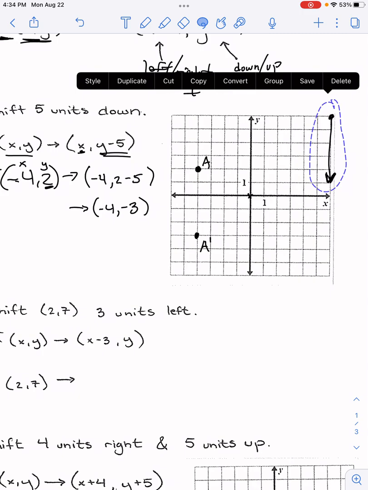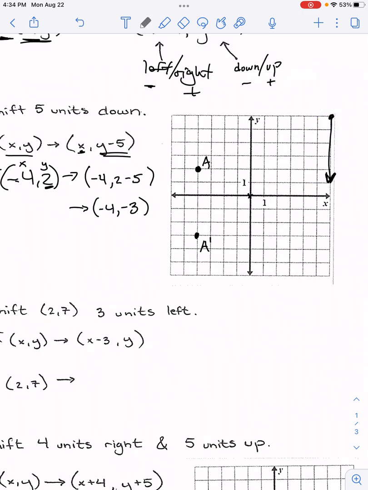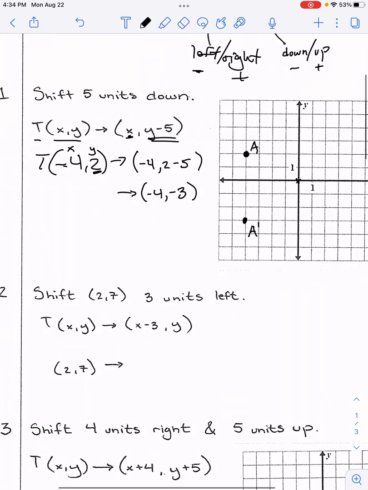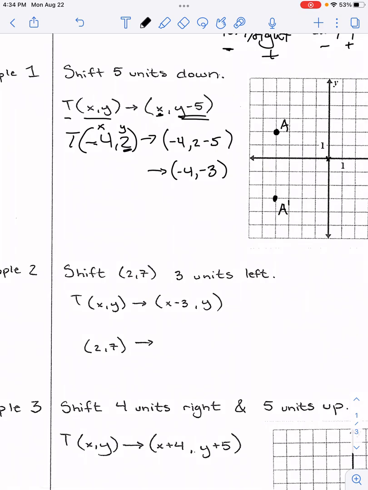So we won't always have a grid. So that's why for example 2, we just have directions. And many times in pre-algebra, you don't use this type of notation. Sometimes you'll see it, but many times it'll just say shift it this left, this right, this up and down. And we'll see that for example 2.